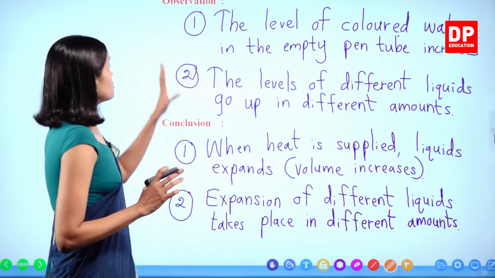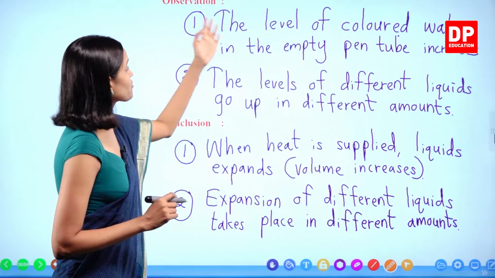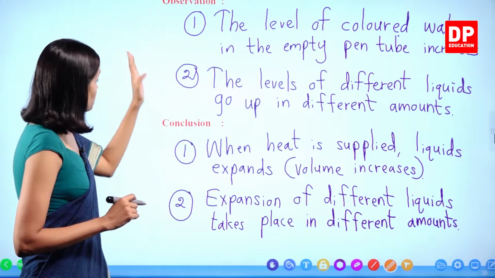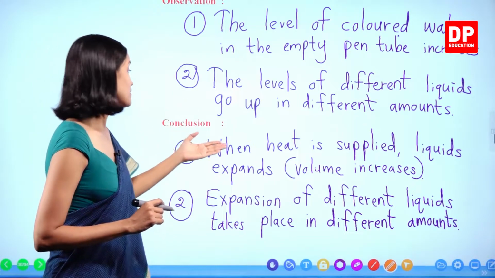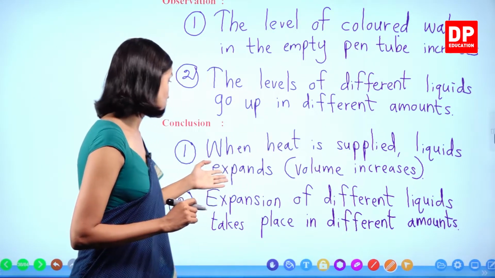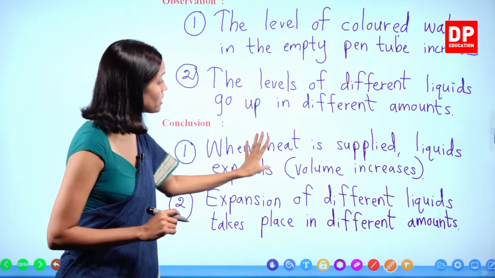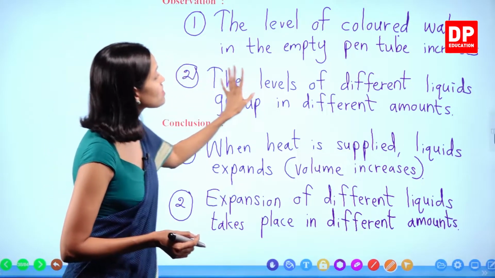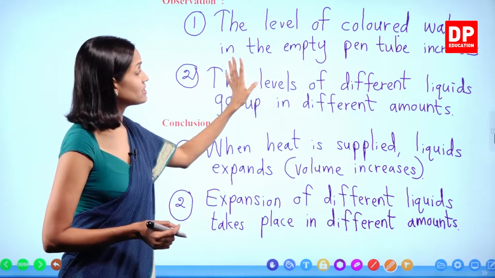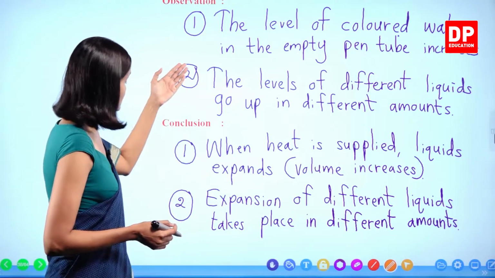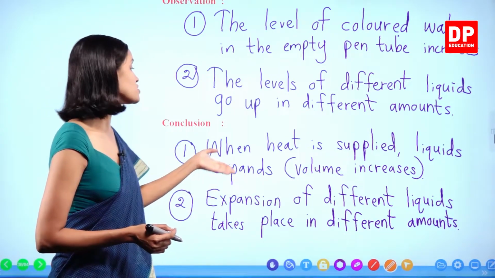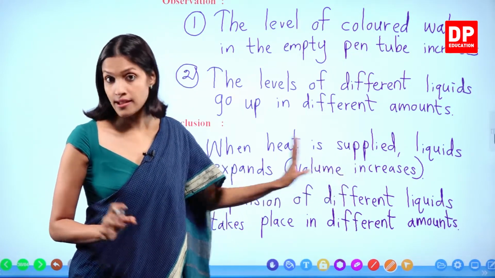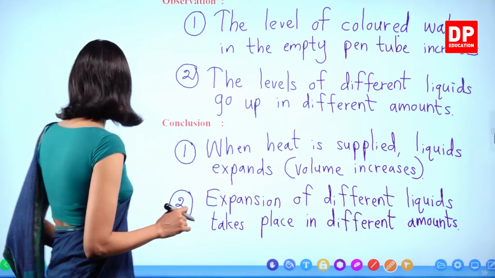Okay. So the first observation, the level of colored water in the empty pen tube increases, right? So what is the conclusion according to that? When heat is applied, liquids expand, right? Which means the volume increases. Number 2, the levels of different liquids go up in different amounts. What is the conclusion for that? Expansion of different liquids takes place in different amounts. Understand, children? We'll move on to the next.